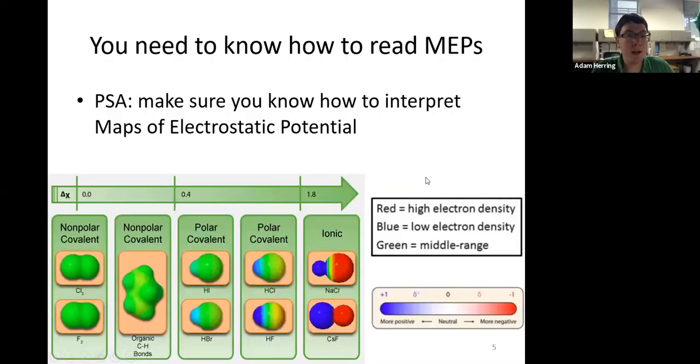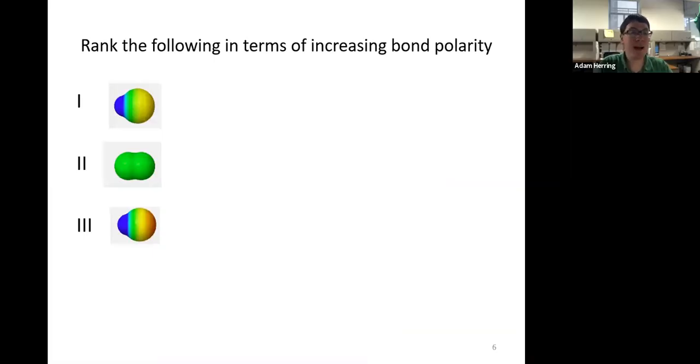So I just wanted to remind you that you need to be able to read these types of diagrams and interpret what they mean. So let's practice that. Go ahead and rank the following in terms of increasing bond polarity using these maps of electrostatic potential. Pause the video and try this on your own.